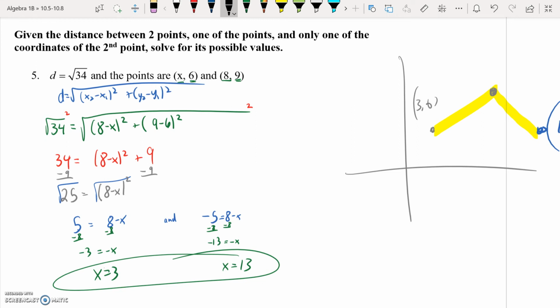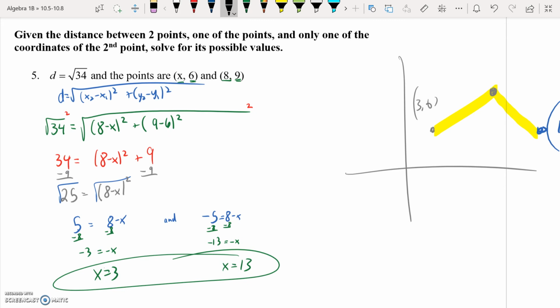I didn't like the fact that there's square roots on both sides, so maybe you can see in red that I squared both sides, so it's just 34 equals (8 minus x) squared plus, over here on the right, 9 minus 6 is 3. 3 squared is 9, so there's the 9. The next step, going from red to the gray below it, subtract 9 from both sides. That gives us 25 on the left is equal to (8 minus x) squared.